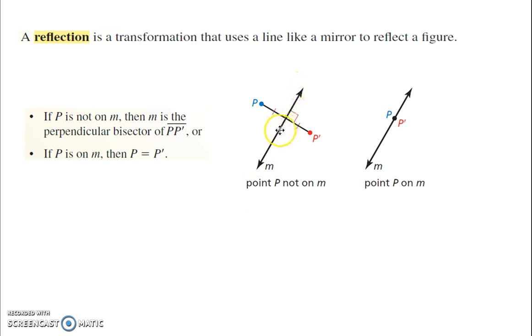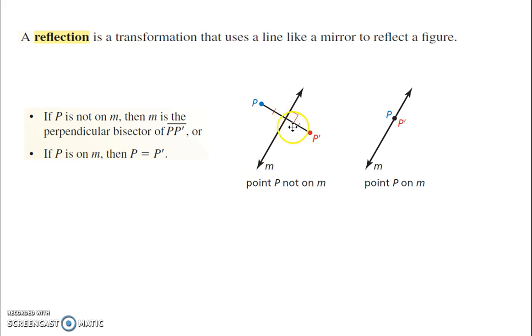Okay, so it's like we have a mirror here, call that line M for mirror, and we're reflecting point P across that line. Now when we're reflecting, we can make a perpendicular line to that mirror, and then our new point is the same distance away on the other side.